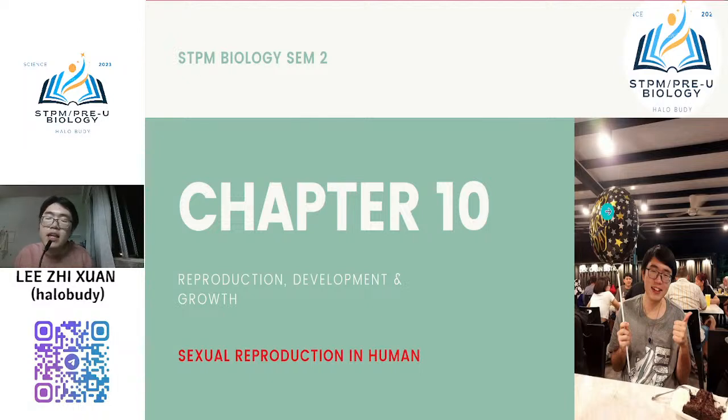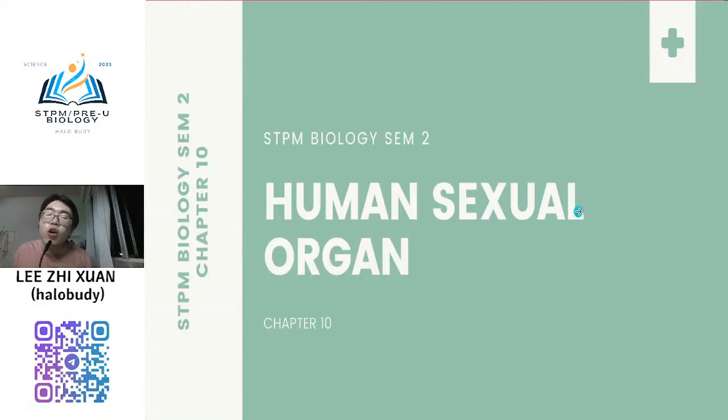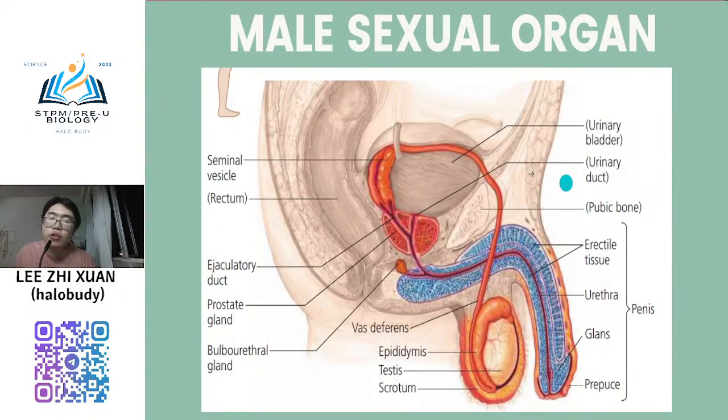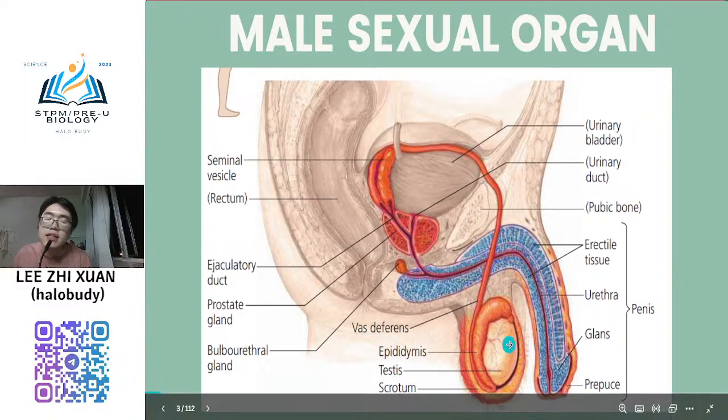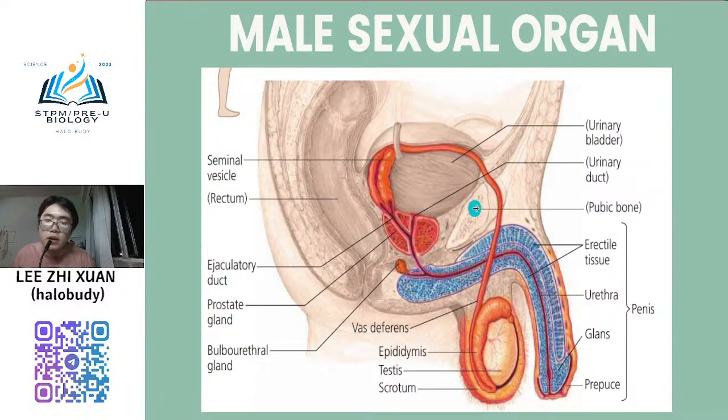Firstly, you will learn about the sexual organ. You need to know the human sexual organ. In human, we have 2 sexes, right? Either you are male or female. In male, our sexual organ is the testis. This is the overall structure of the male sexual organ. The main sexual organ in human male is the testis.